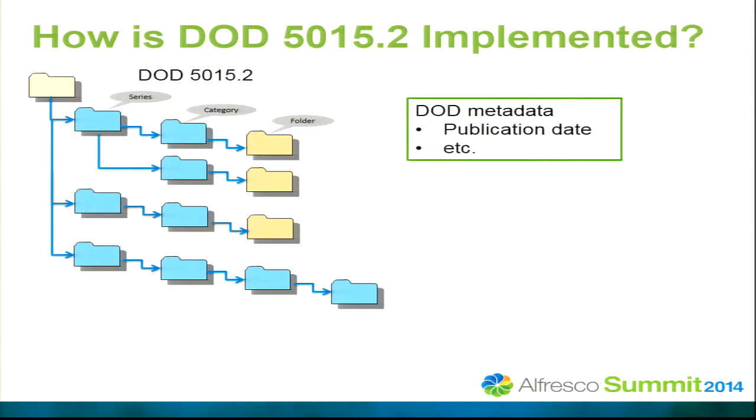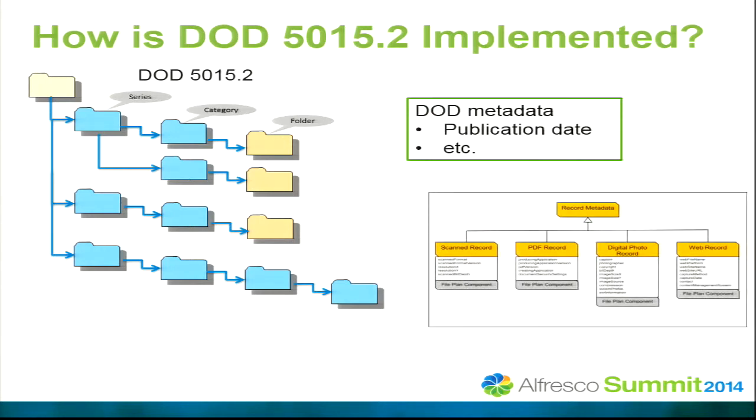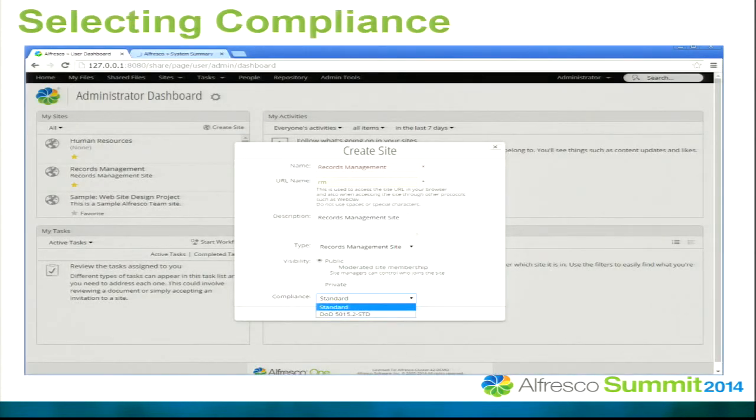In terms of how 5015.2 is implemented, there's some mandatory DoD metadata, including the publication date, the author, and some other things like that, that go right onto the content type for the record. And then there's some additional metadata that you can add as an Alfresco aspect that comes along with that. So in the new version of records management, we allow you to select compliance, and if any of you saw Roy's talk this morning, you can actually add your own compliance too if you want to. Right now we've got 2 levels of compliance: standard and DoD 5015, which is what's being shown here.